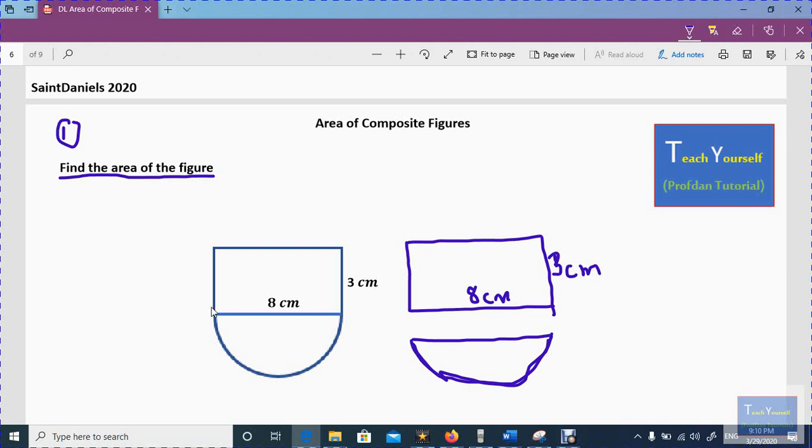Okay, if this side is shared by the rectangle and the semicircle, it means that here is also 8 centimeter. So I will call this figure 1 and this is figure 2. To find the area of the figure, first I need to find the area of figure 1. Figure 1 is a rectangle. Area of a rectangle is length times the what?